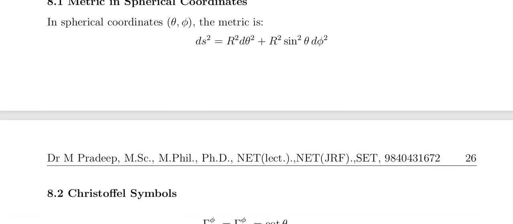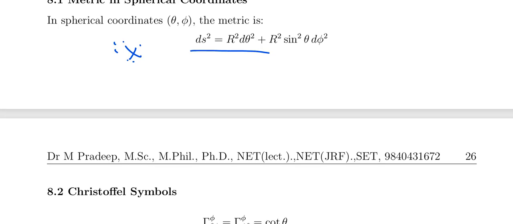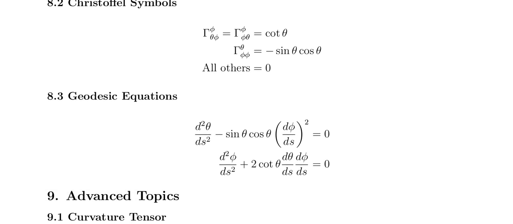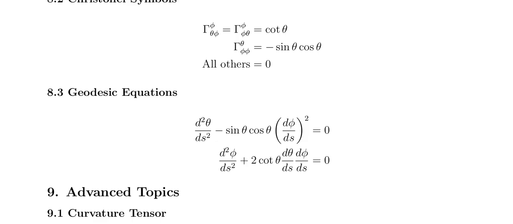So in spherical coordinates, theta comma phi, the metric is defined as, this is also very important, ds square equals r square d theta square plus r square sin square theta d phi square, and the Christoffel symbols: gamma theta phi phi equals minus sin theta cos theta, and gamma phi theta phi equals cot theta.